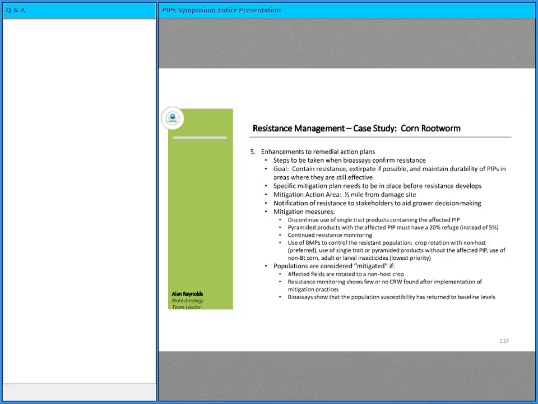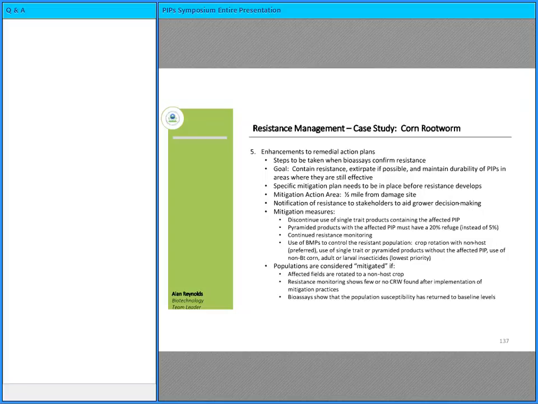But for pyramided varieties that have that affected PIP trait and then a second trait in them, if you think about that, it's essentially no longer a pyramid. It's really a single trait at that point. So any pyramided product that would contain the affected trait must have a larger refuge. It must have the 20% refuge that we require for single traits rather than the 5% refuge that's used for pyramids.